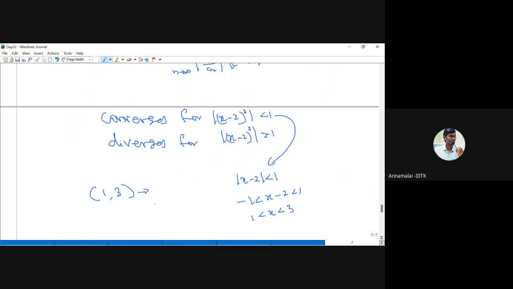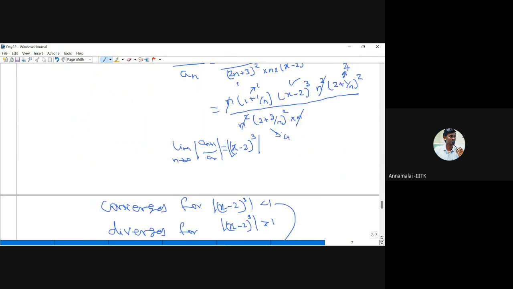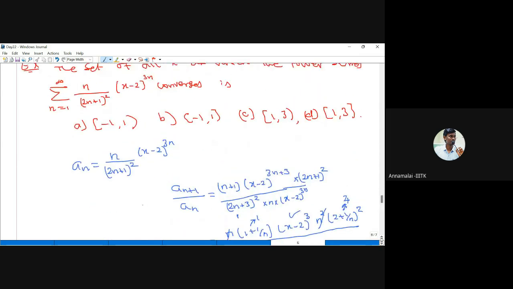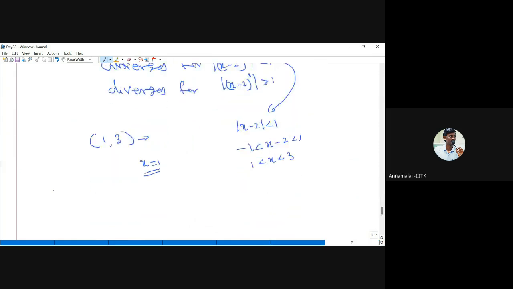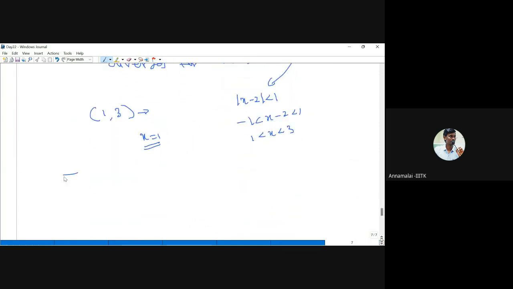Now we have to check for endpoints. Substitute x equal to 1 in the given series. 1 minus 2 is nothing but minus 1. So (-1) power 3n is nothing but (-1) power n. Therefore the series becomes an alternating series. If we substitute x equal to 1, you will get n by (2n+1) whole square into (-1)^n. So does it converge or not?